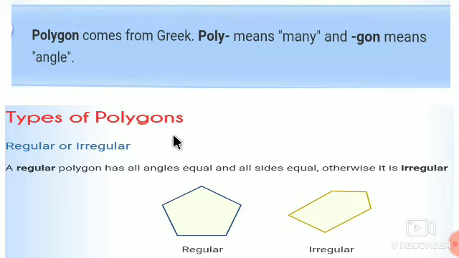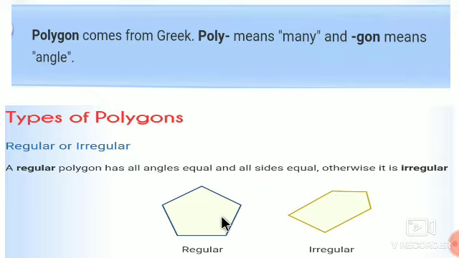Types of polygons, many types are there. A regular polygon has all the angles equal and all sides are also equal. Otherwise it is irregular, like this. This is the regular polygon, this is the irregular polygon.